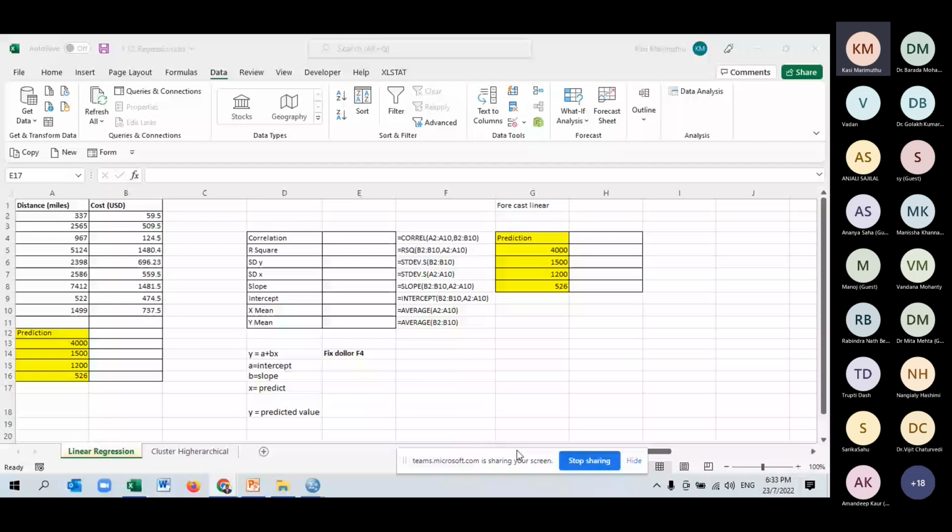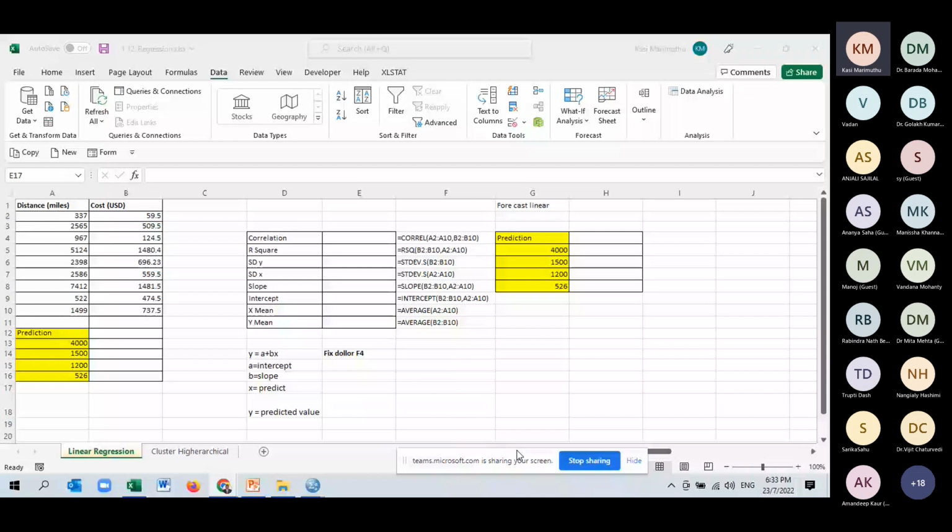In your folder, there is one Excel file, 1.12 regression. Could you please open it? Just one glance, we can go through this data, and then we can move on to today's session to understand simple linear regression, so that you have more clarity on this.